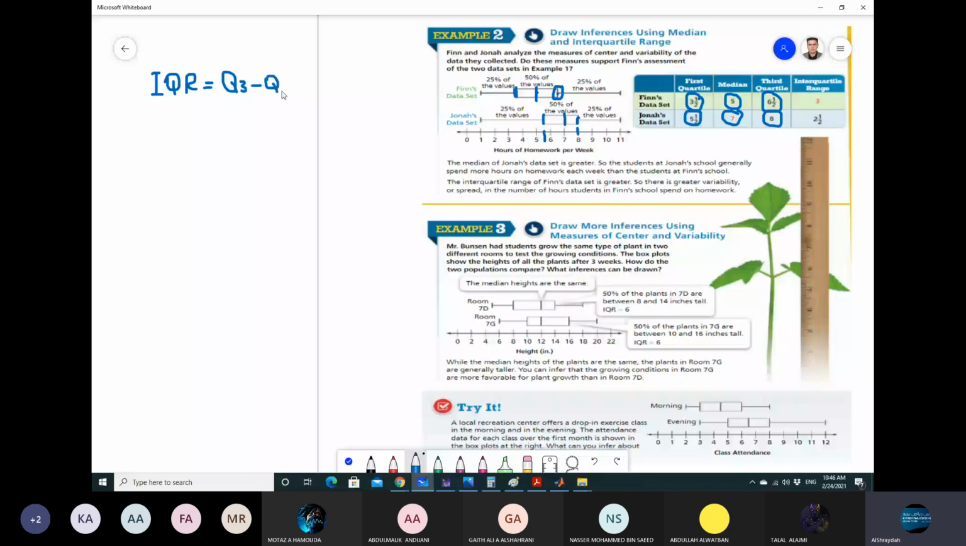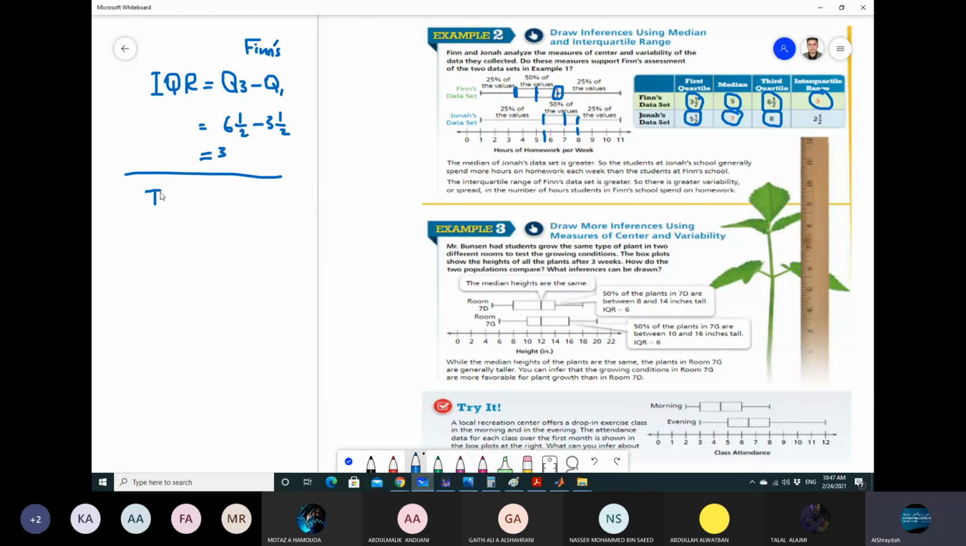Q3 minus Q1, it's 3. It's 6.5 for the first data set, 6.5 minus 3.5, so it gives you 3. This is for the first data set, or Finn's data set, Finn's sample, and IQR. Now what about Jonas data set?